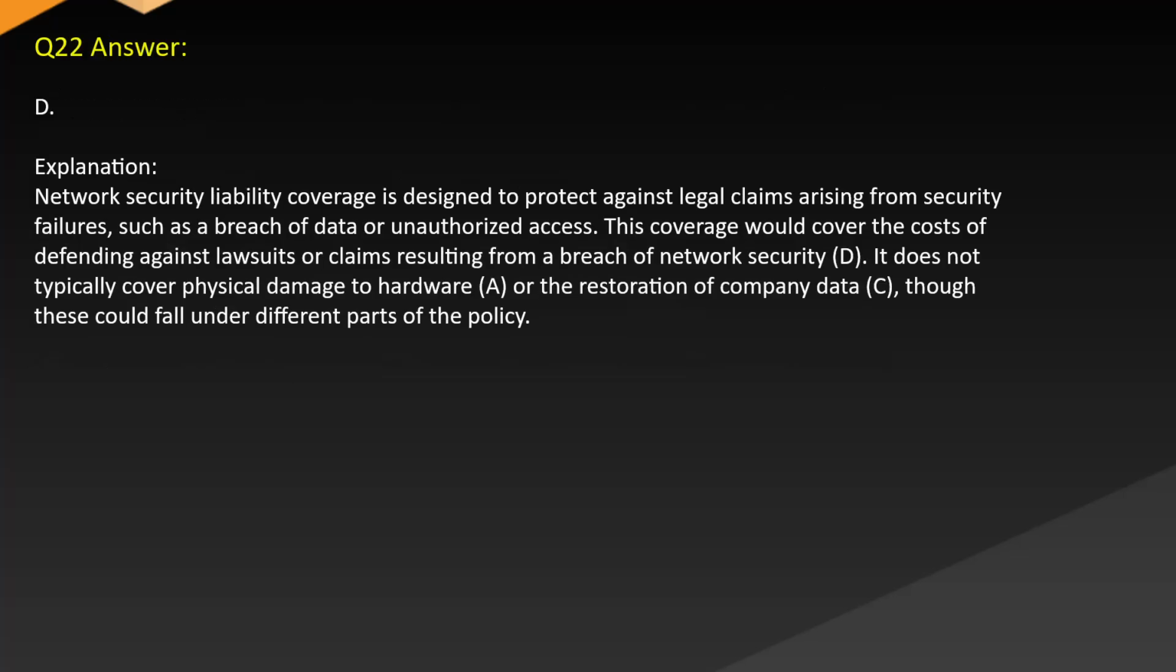Answer D. Explanation. Network security liability coverage is designed to protect against legal claims arising from security failures, such as a breach of data or unauthorized access. This coverage would cover the costs of defending against lawsuits or claims resulting from a breach of network security. It does not typically cover physical damage to hardware, A, or the restoration of company data, C, though these could fall under different parts of the policy.